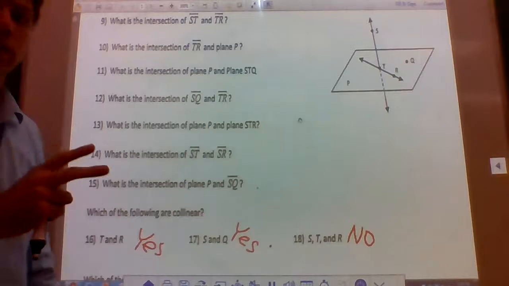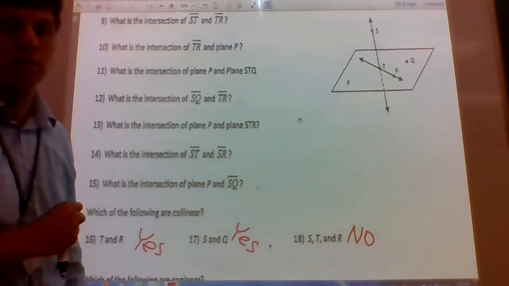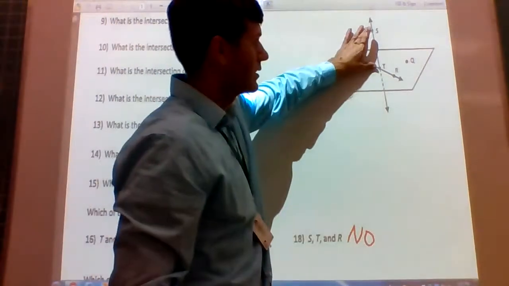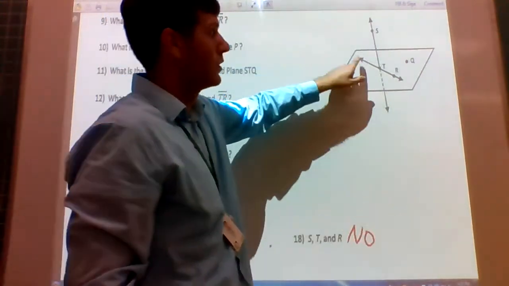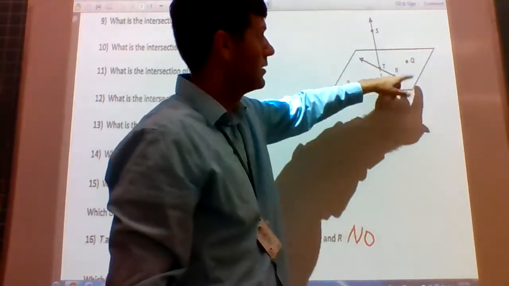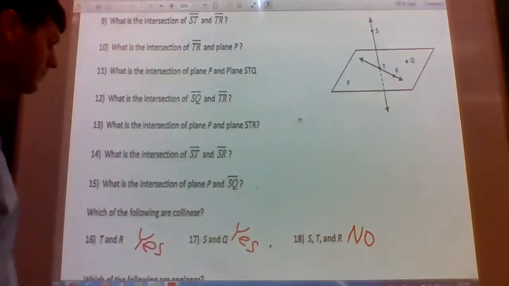For every 2 points, there's exactly one line. So the only line we can make with points S and T is this line here. R is not on it. The only line we can make out of R and T is this line. S is not on it.